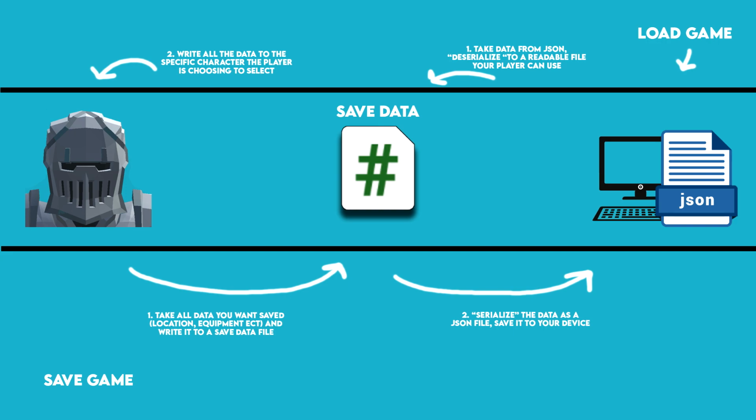And then when we load the game, we're going to select which character we want, and that will in turn get a specific file. We're going to take the data from JSON and deserialize it to a save data file. And then we take all the data from that save data file and move this back to our character. And that is essentially a very simplified explanation of how saving data works. Now, there's one very important point I have to make. You can only save the very basic variable types.